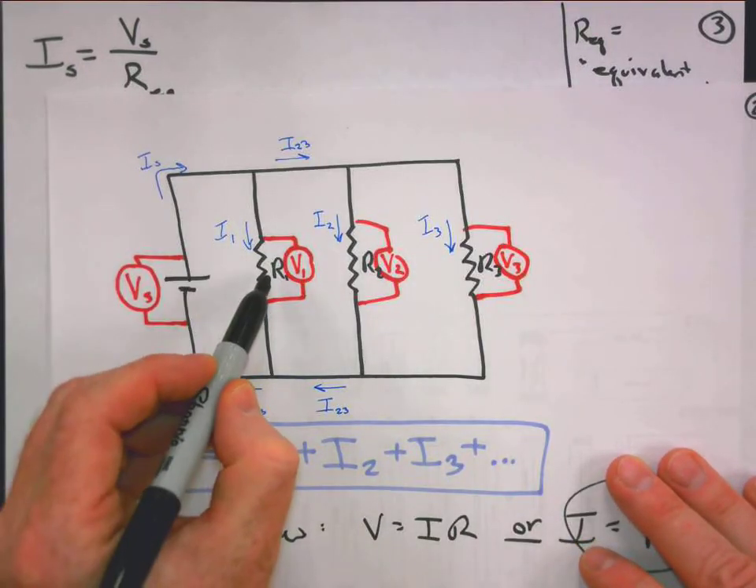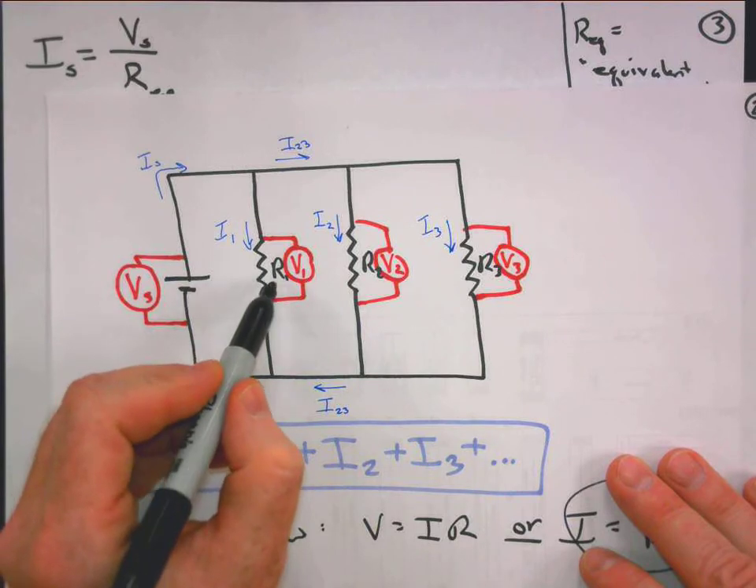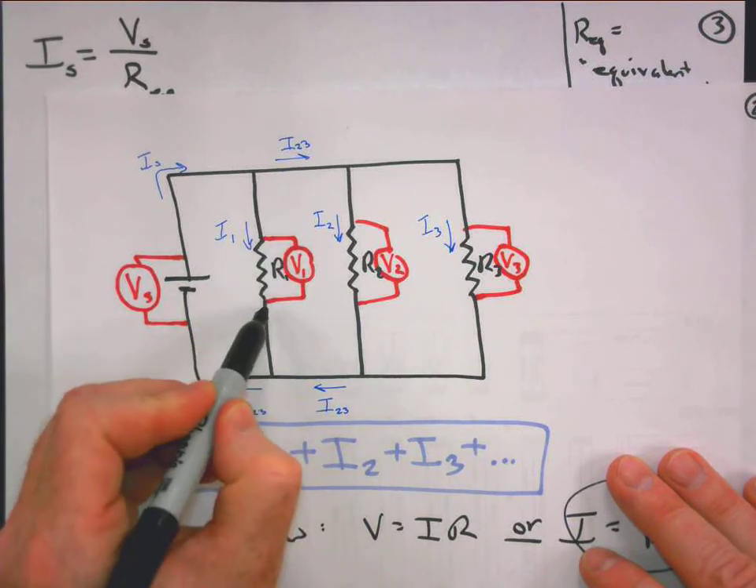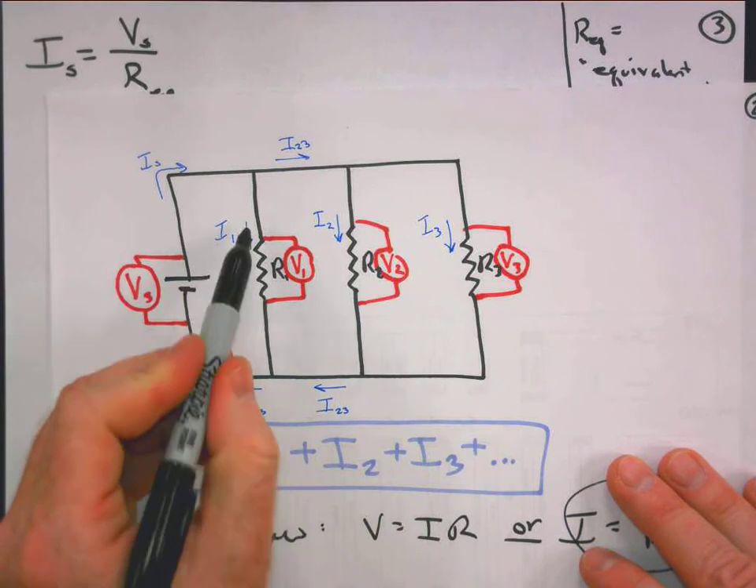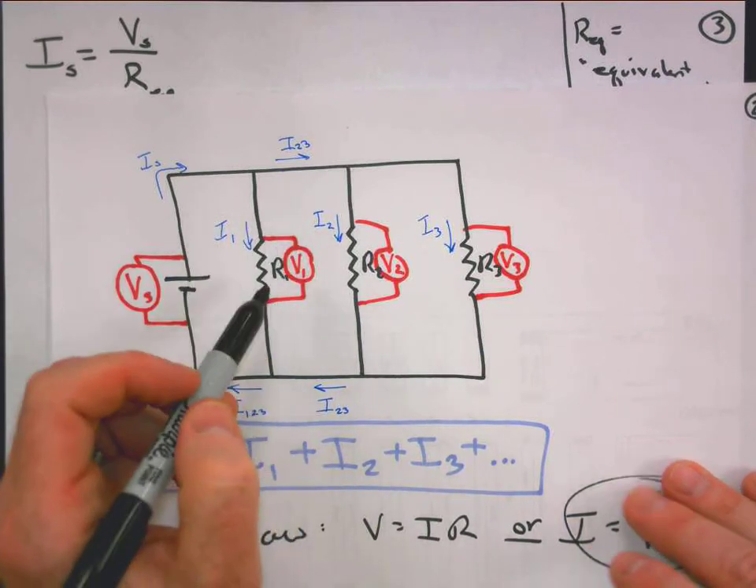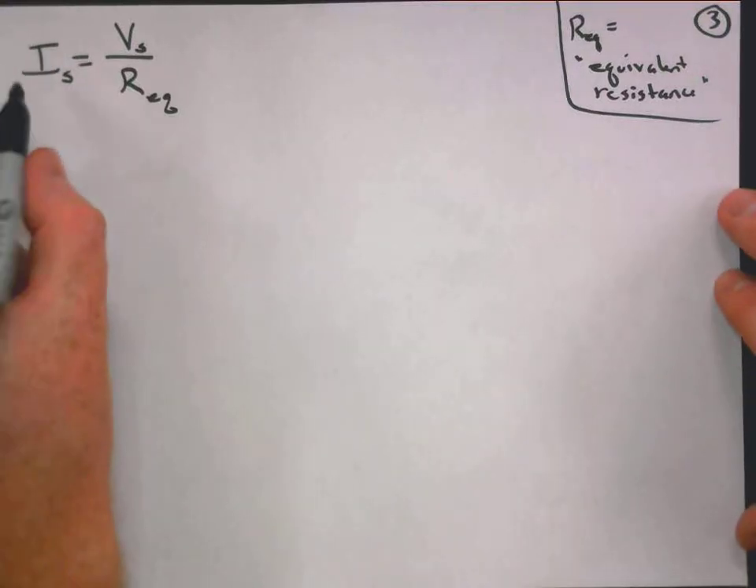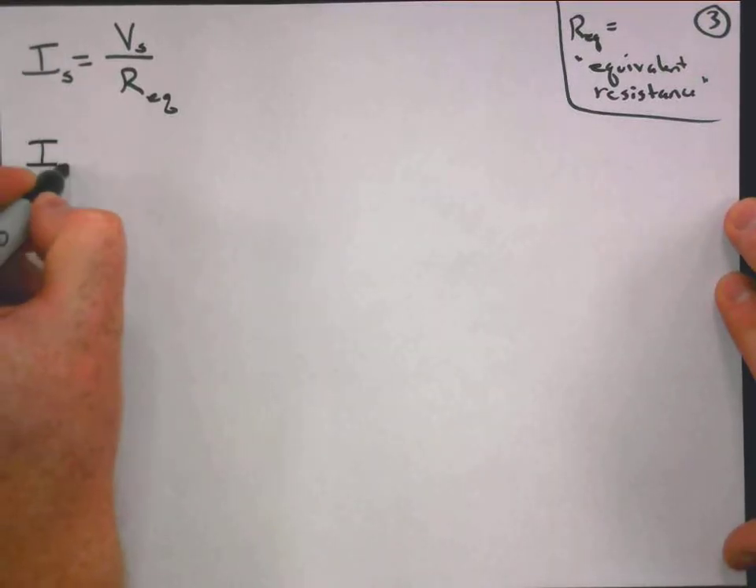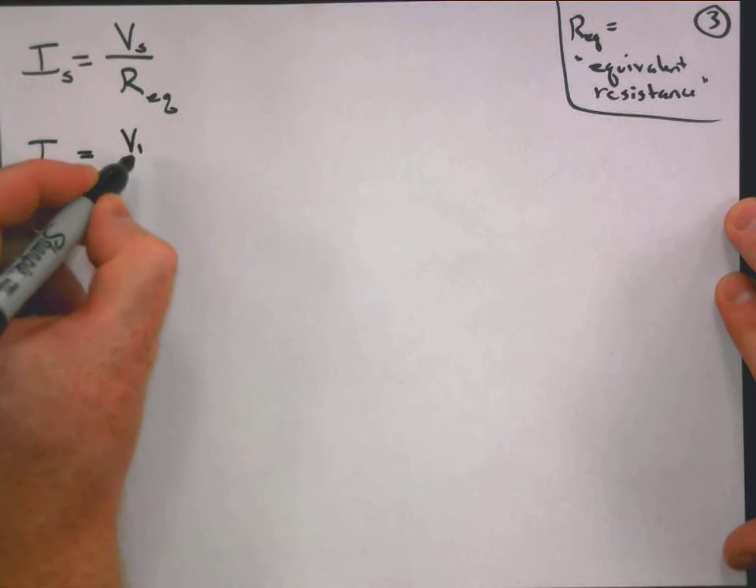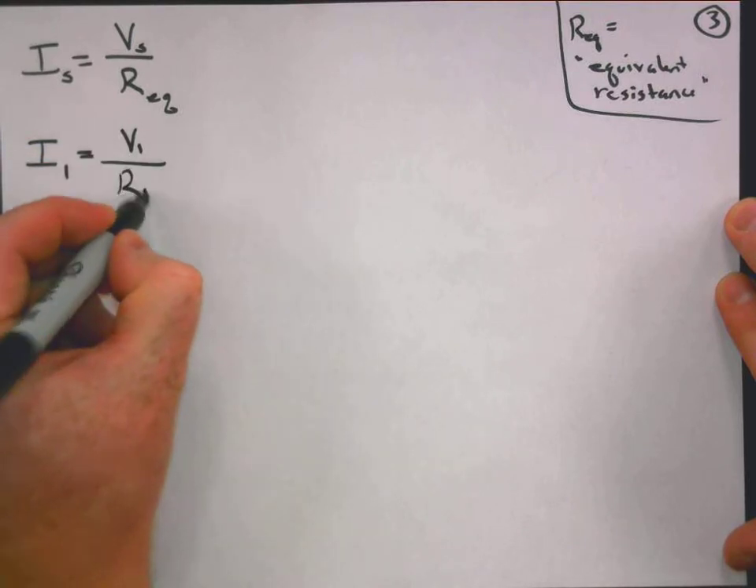But I want to write a few other Ohm's law equations because there's something really cool going on. I have a resistance of R1, a voltage drop across resistor 1, and a current through resistor 1. Does Ohm's law work locally here? Absolutely, yes, it does. So I can also write the current through resistor 1 is equal to the voltage drop across 1 divided by the resistance of 1.